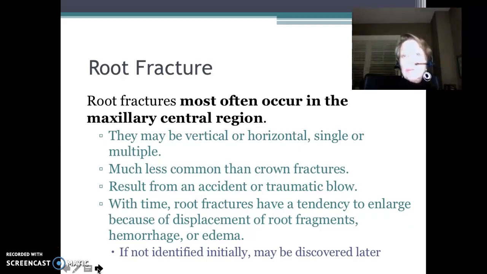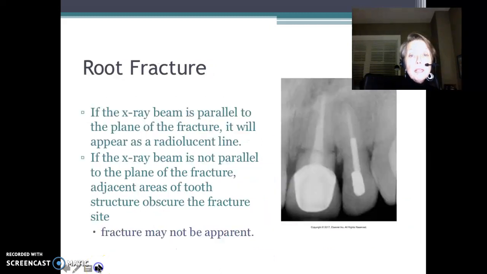With time, if the root fracture isn't observable on the initial image, root fractures have a tendency to enlarge because there is swelling in the area of the fracture, edema, and bleeding that tends to enlarge that root fracture.